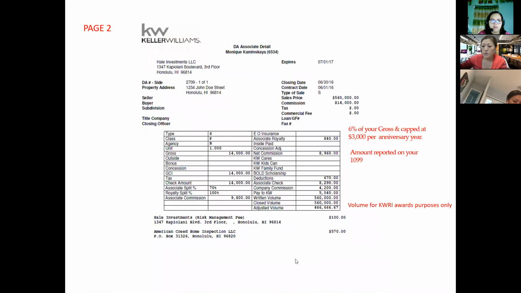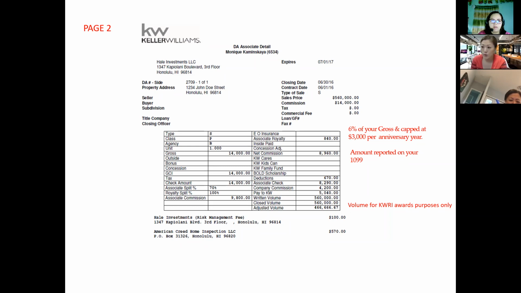Okay, so the second page of the DA will have the detailed breakdown of your commission for that particular transaction. On the top, it'll have the same thing: the address, the DA number, the closing date, the sales price, and the total commission. But on the bottom, it has everything in detail.